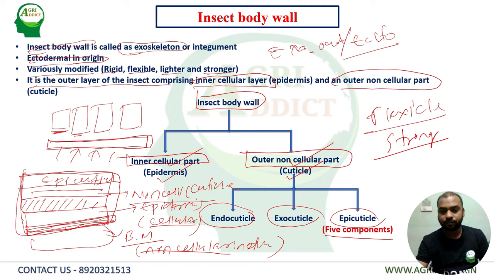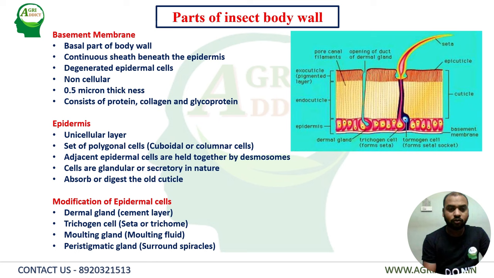So here, what is the basement membrane? This is the basal part of the body wall. It is a continuous sheath beneath the epidermis, that means underneath the epidermis, a non-cellular layer, called the basement membrane. Actually, this basement membrane is the degenerated epidermal cells. That means whatever epidermal cells are degenerated after their function become this basement membrane. And I have told you before, these are non-cellular in nature. The thickness is 0.5 micron.